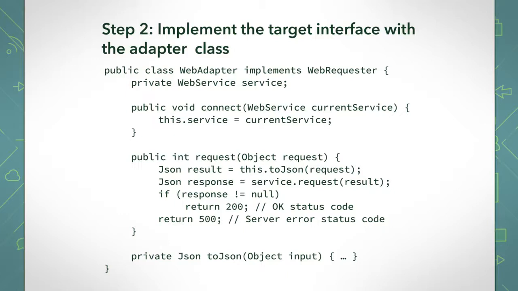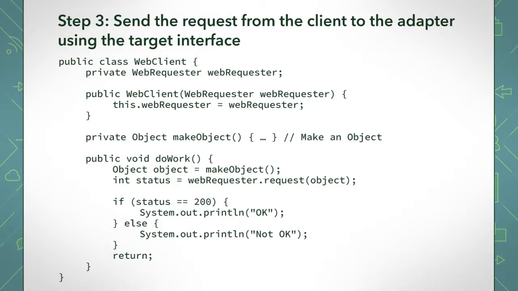This means that the adapter can convert any instance of a class that the client can create and send in a request. The adapter class also handles transferring the translated request to the adaptee. The client class only needs to know about the target interface of the adapter. Step 3. Send the request from the client to the adapter using the target interface.